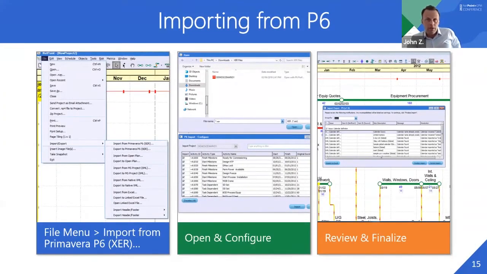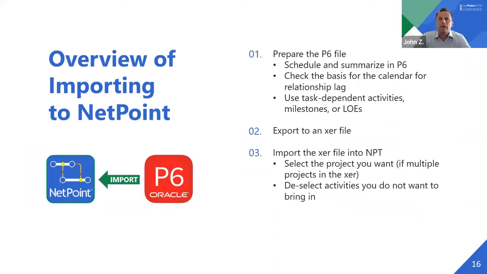Okay, so importing. First, make sure you prepare the file in P6. Make sure you schedule it. If you don't, you could have some inconsistencies with the data. So there's a setting in P6 about how you're deciding which calendar is used for relationship lag. If you have mixed calendars, the predecessor could be how the lag is determined, or the successor. So that's something you want to take a look at and make sure it's what you want it to be.